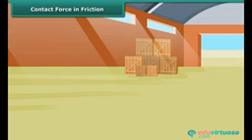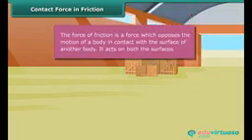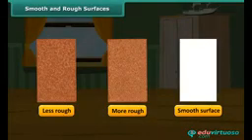Now we can easily define force of friction. The force of friction is a force which opposes the motion of a body in contact with the surface of another body. It acts on both the surfaces. Some surfaces are smooth and some are rough. Some are less rough and some are more rough. Even a smooth surface has some irregularities, roughness on it.